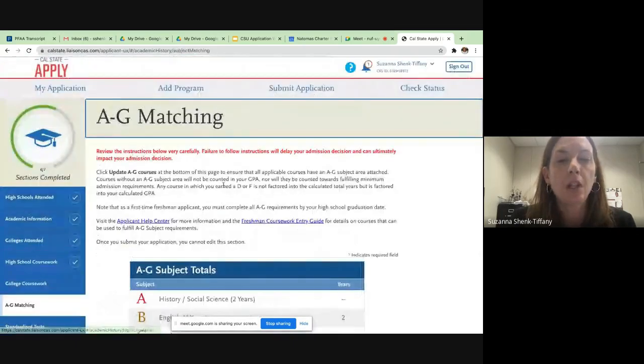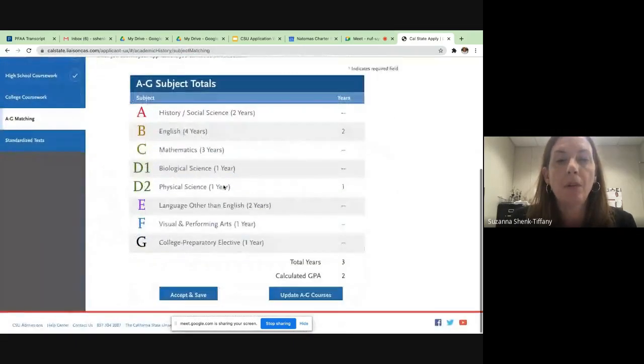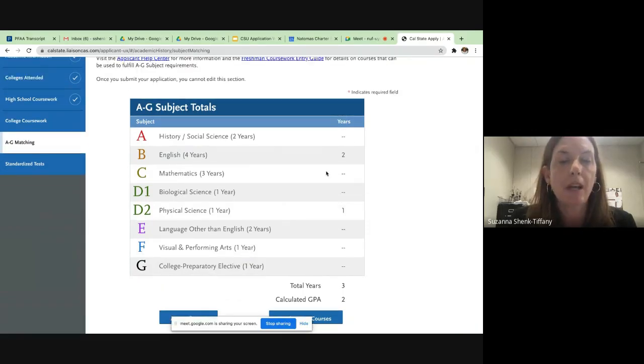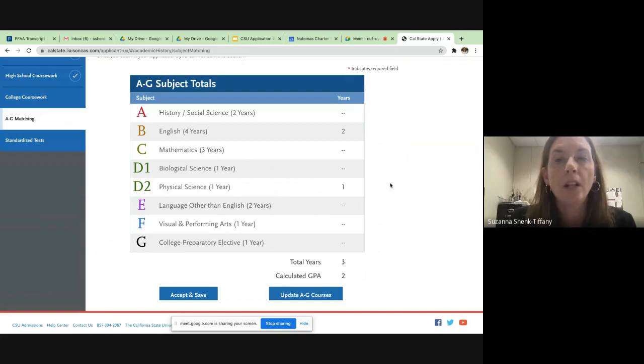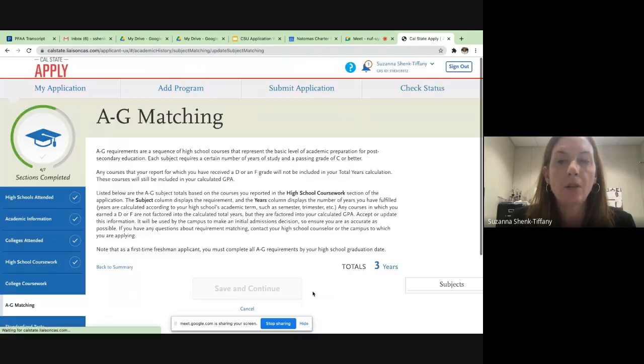And then A through G matching. This part is important because, look at here, it says I've only done 2 years of English and 1 physical science, that chemistry class. So I'm missing stuff, and that's not good. You want to look at this and make sure that if it says 4 years, I have 4 over here. You can also update your courses.